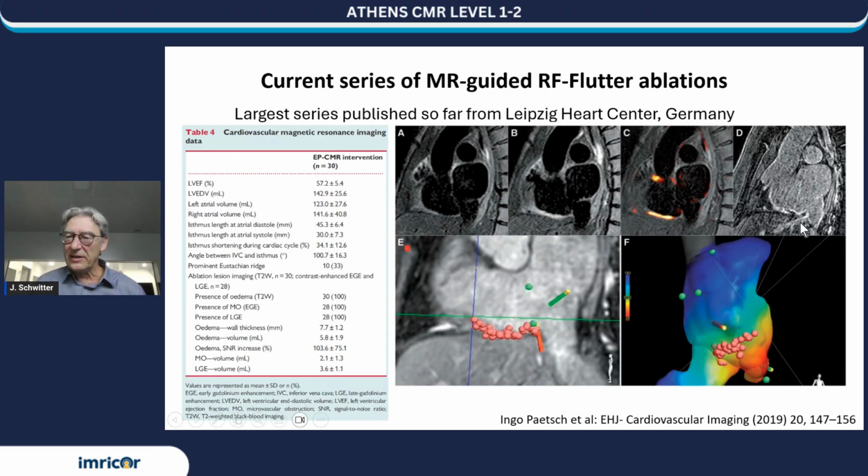This is late enhancement in the isthmus from the inferior vena cava to the tricuspid annulus. And you see here these dark dots in this area. So if you have these dark dots, that means that this is microvascular obstruction, very severe damage of the tissue, and probably no relapse in this situation.